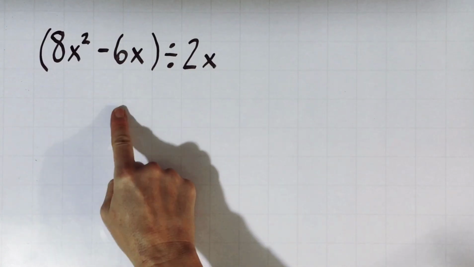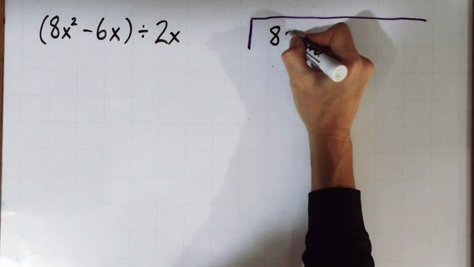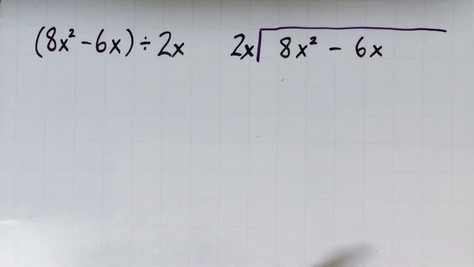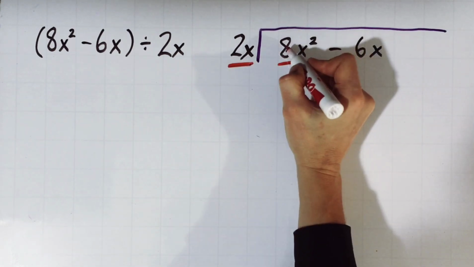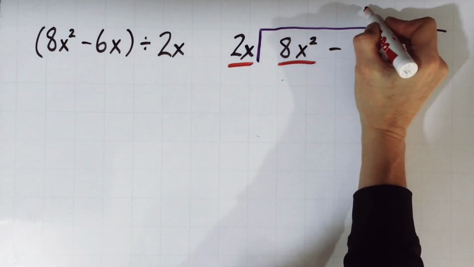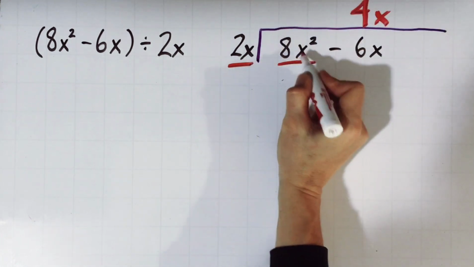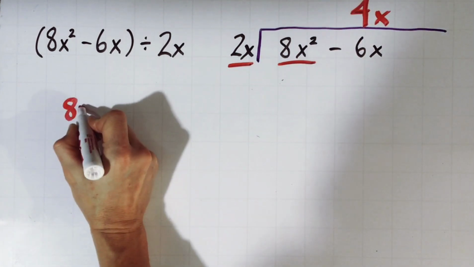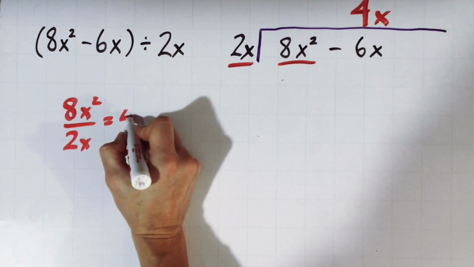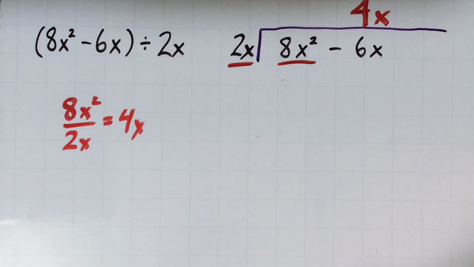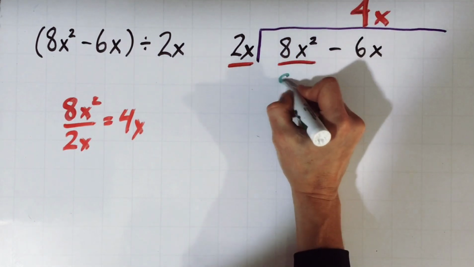So here we have a binomial divided by a monomial. First, we start by dividing our largest term in this polynomial by the divisor. So here we have 8 divided by 2, that gives us 4. x squared divided by x, that gives us x. Another way that you can think of this is as a fraction. We have 8x squared divided by 2x, which would also give us 4x. So then we proceed to multiply what we have in the quotient times the divisor. 4x times 2x is 8x squared.